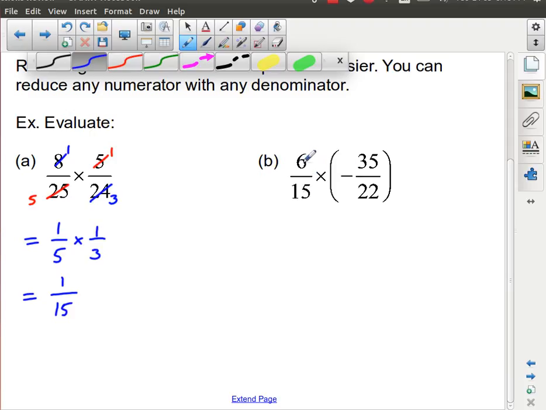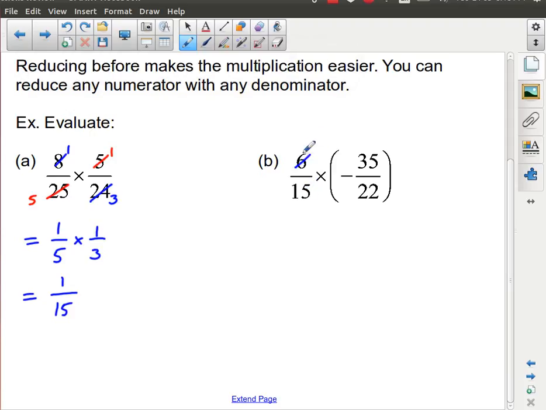What number goes into 6 and also goes into 15? When I say goes into, I mean is a factor of. And it turns out the number 3 is a factor of both of these. So 6, how many times does 3 go into 6? It goes in twice. How many times does 3 go into 15? It goes in 5 times. So 6 over 15 is the same as 2 over 5.